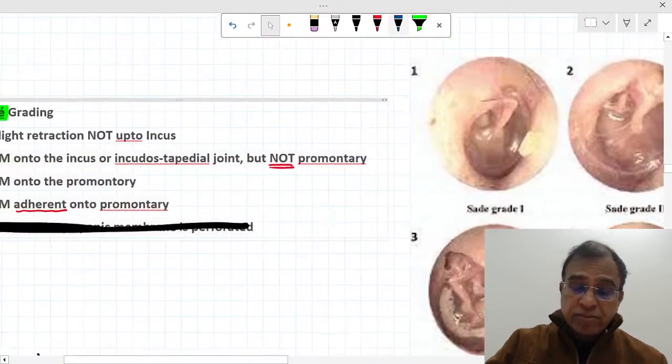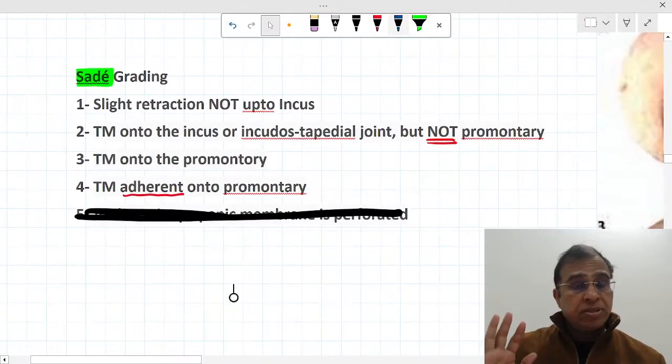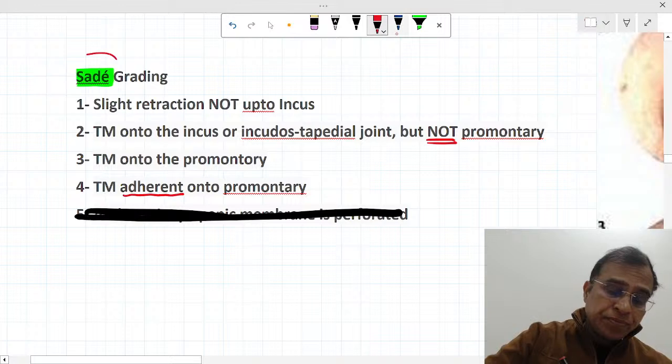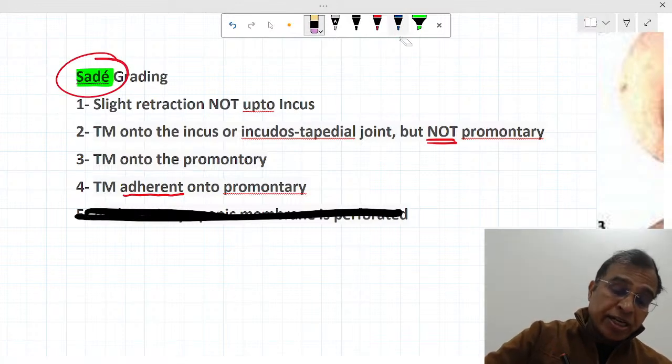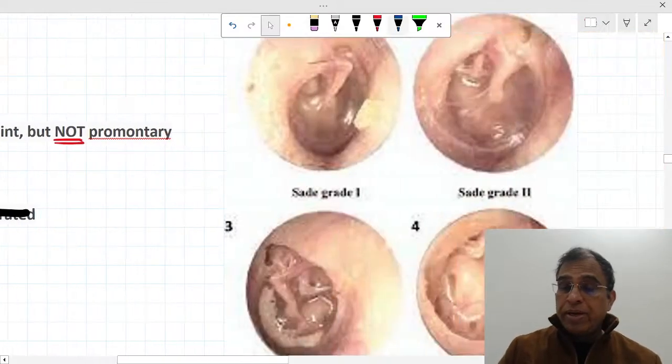They will ask you this thing. This has been asked 3 times. Once they ask the name of the person, and 2 times they ask what is grade 2 retraction. Twice they have asked grade 2 retraction. Okay, theory they will ask you, image they will never ask you.